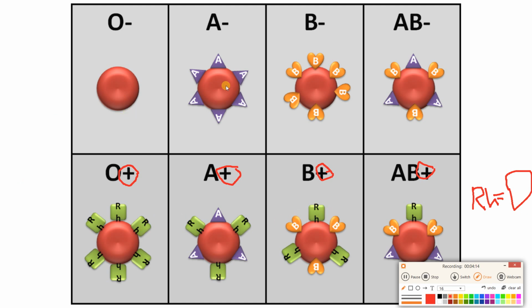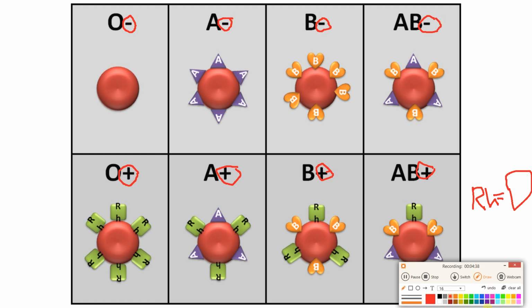Now all my guys up top, none of these 4 have the D. No D, no RH on any of these 4. So notice how all of these guys get a minus. So that's the symbol. Symbol's pretty straightforward. If you got the D, you get a plus. If you don't got the D, you get a minus.